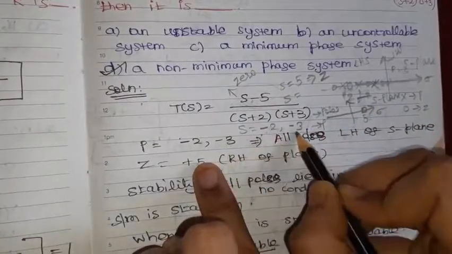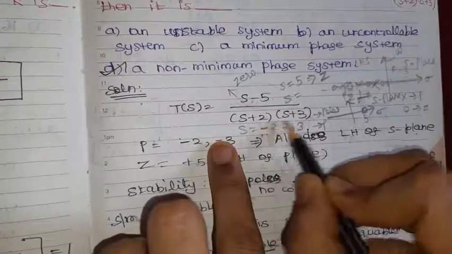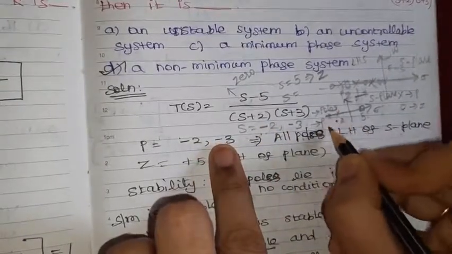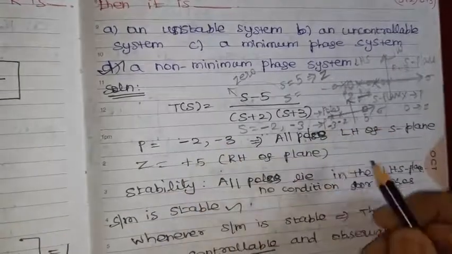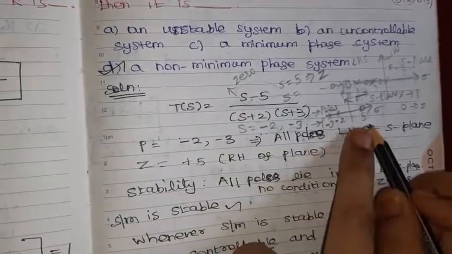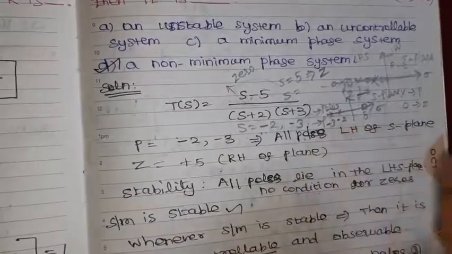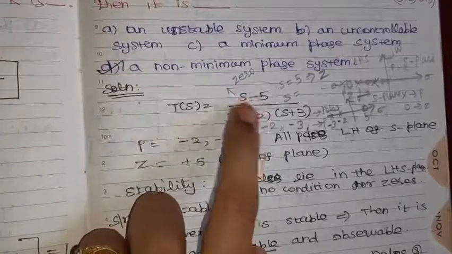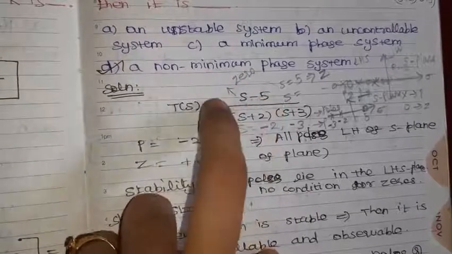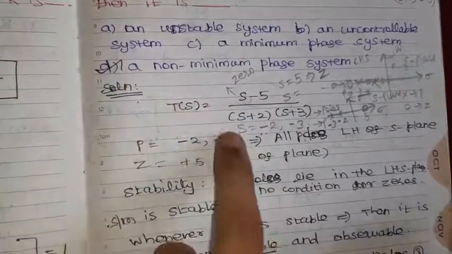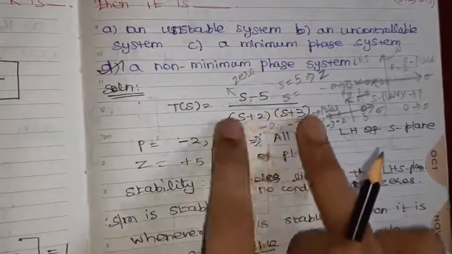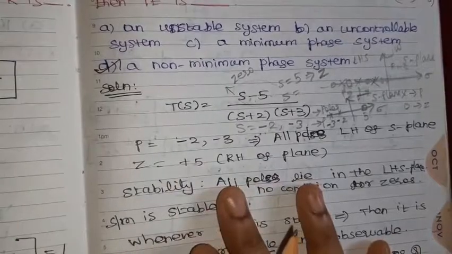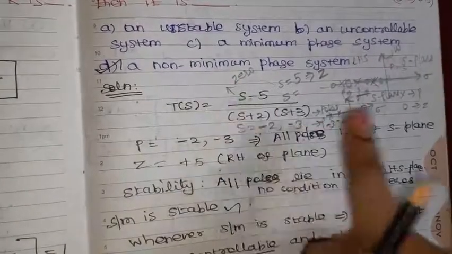Then S equal to minus 2, minus 3. In the denominator, this is a pole location, no? Minus 2, minus 3, this is a pole location. So 2 poles in the left half of S plane, 1 0 in the right half of S plane. I will tell you again: the numerator term is used to find the location of zeros, the denominator term is used to find the location of poles. Numerator for zeros, denominator for poles.